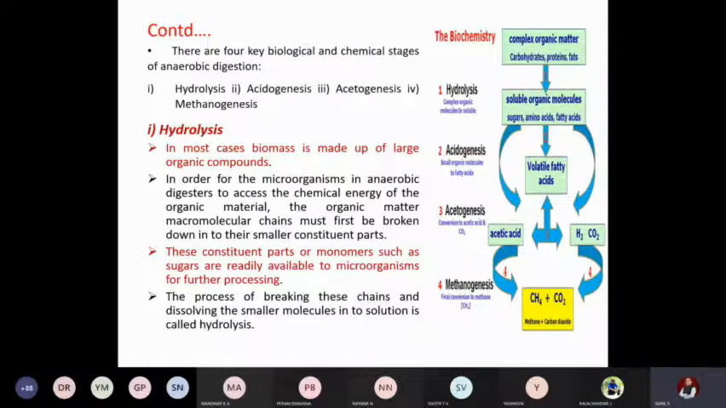Okay, so this step is called hydrolysis. It is the very first step of the reaction. You can just make a rough note of it. Then we will go one step at a time. When you correlate all four, then you'll understand how the methane gas is formed from the biomass.